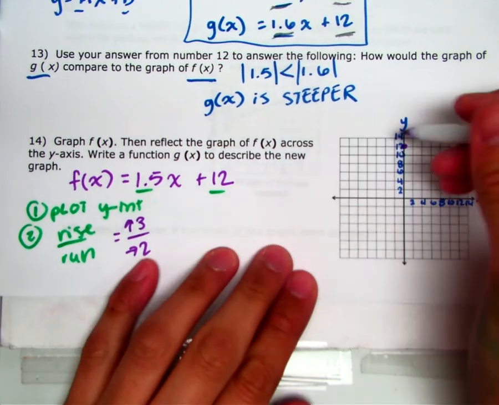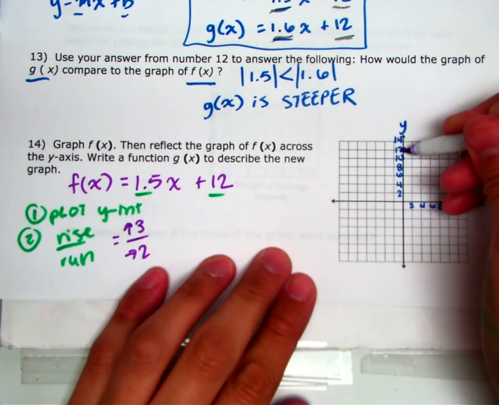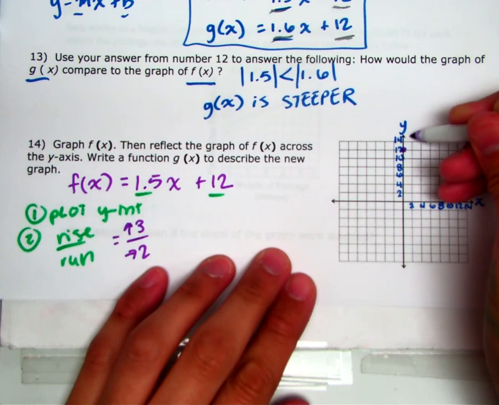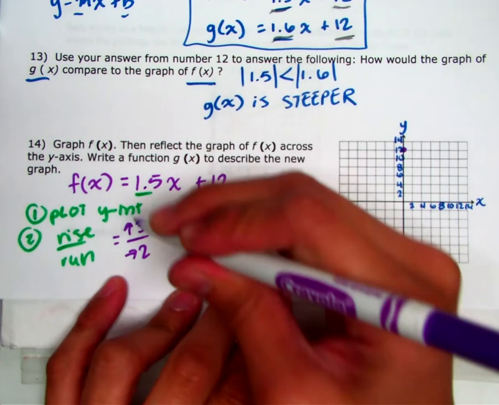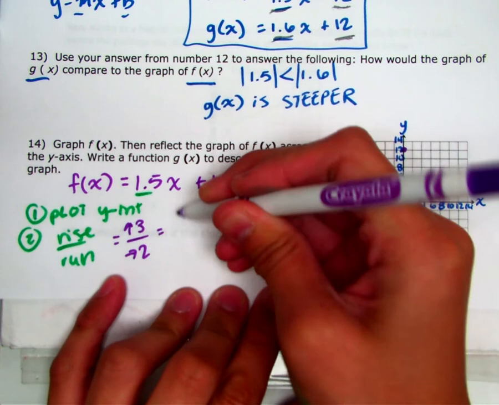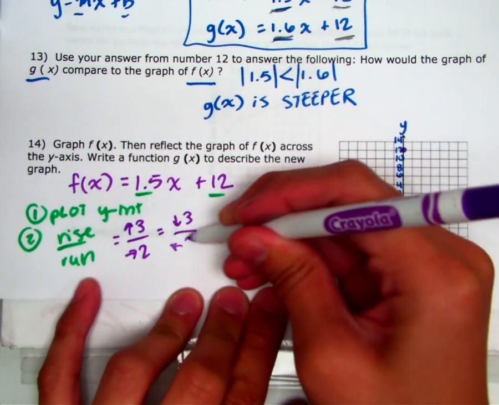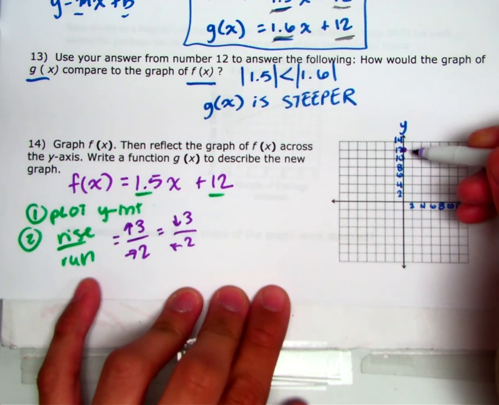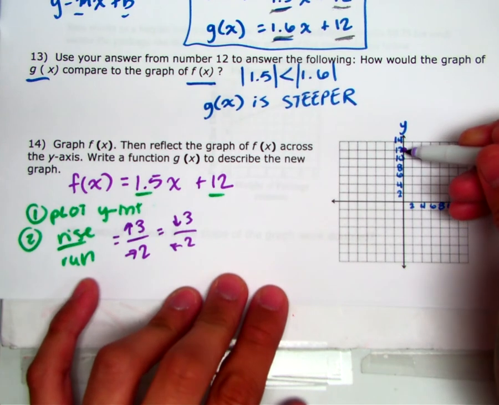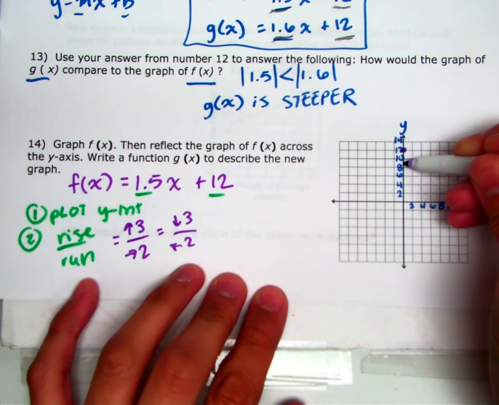So from my y-intercept, I'm going to... Oh, wait, look. I'm out of room. So that means I have to do the opposite. The opposite of going up 3 is going down 3. And the opposite of going to the right 2 is going to the left 2. So again, from our y-intercept, I'm going to go down 3, so from 12, 11, 10, 9, that's down 3, and then to the left 2 units.